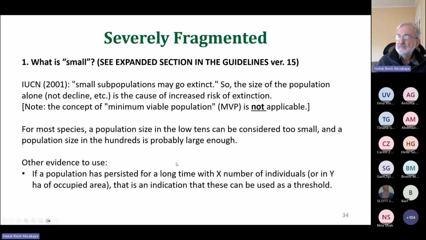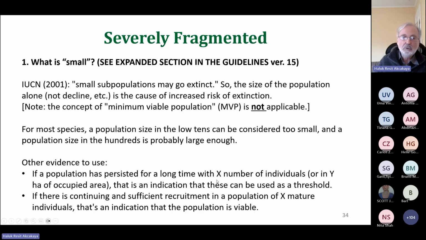And then there are other evidences that you can use. If a population has persisted for a long time with X number of individuals, then that's an indication that this can be used as a threshold. You know that that is a viable number in that case, right?